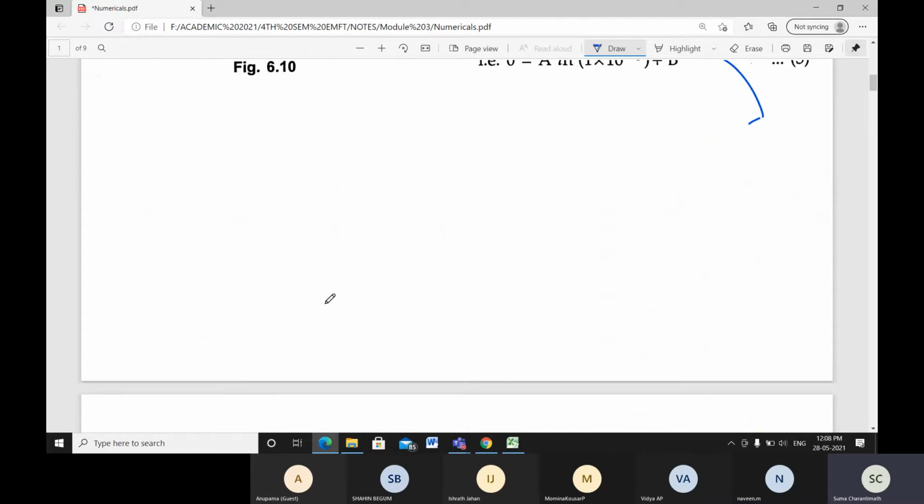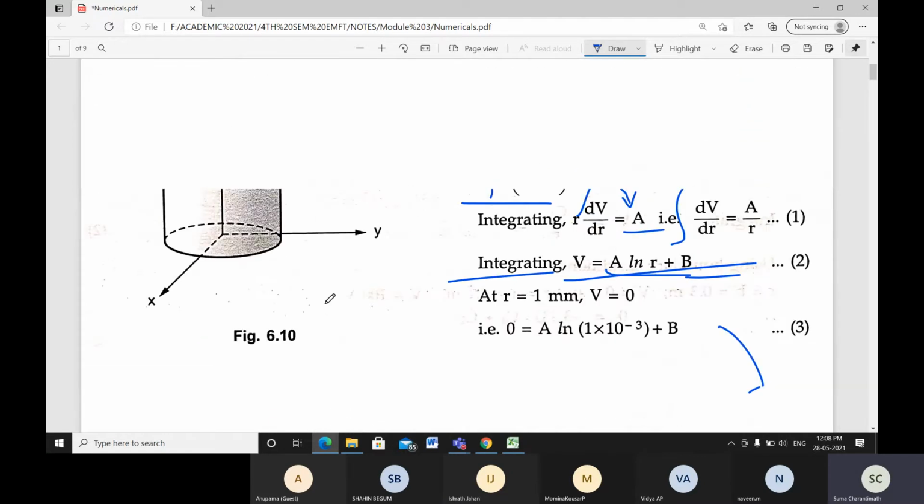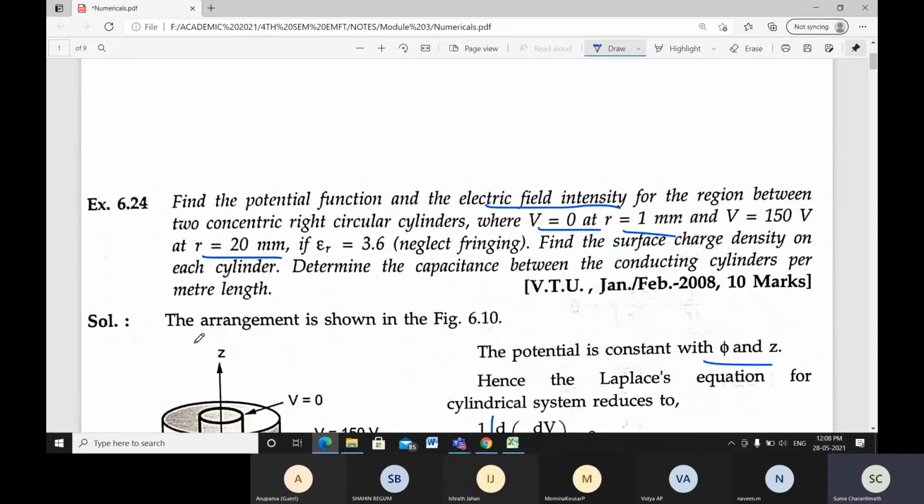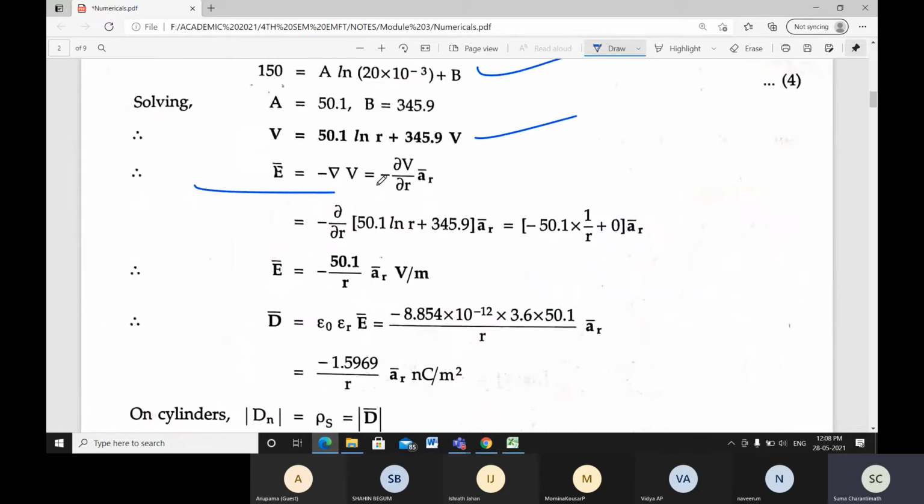We want the electric field intensity from the potential function. We know this equation: E is equal to minus del V, that is nothing but minus dV by dr into a_r. Now you have to differentiate the equation of V. If I differentiate this, you will get minus 50.1 into 1 by r, the reverse of the integration, plus the constant which is 0, into a_r. Then E is equal to minus 50.1 divided by r a_r volts per meter.